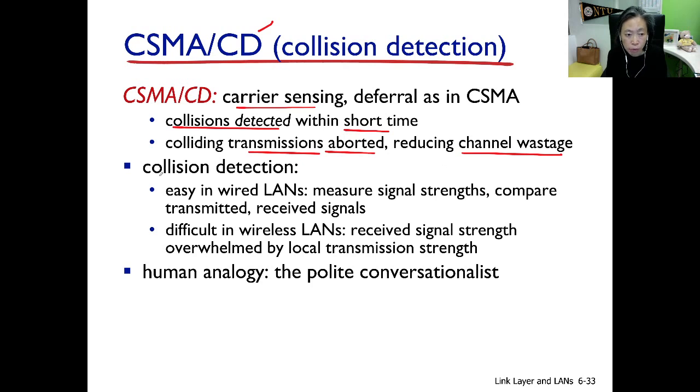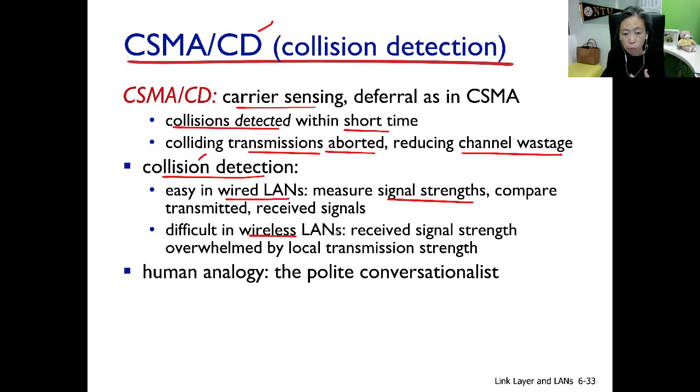Now, how does one detect collision? On a wired LAN, all you need to do is to measure the signal strength of the transmitted packet as well as the received packet. Usually by the signal strength differences, you'll be able to tell whether there's a collision occurring.